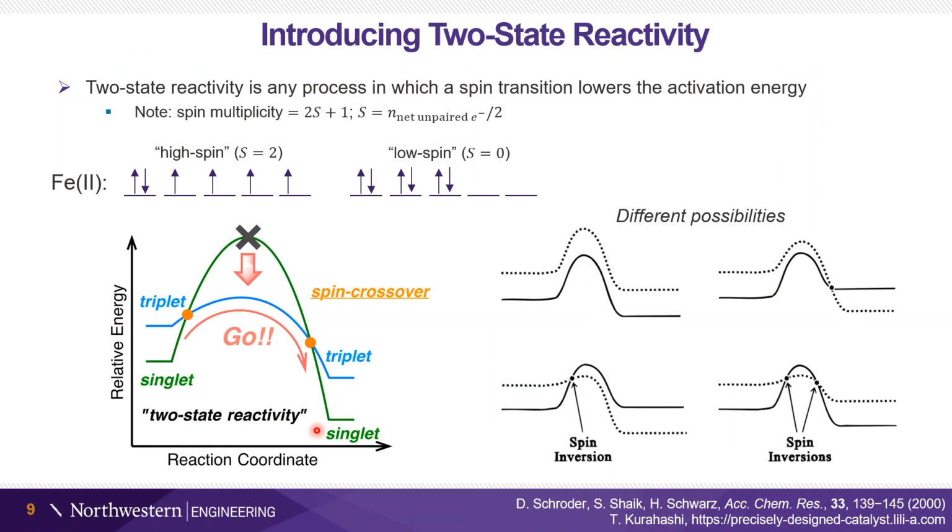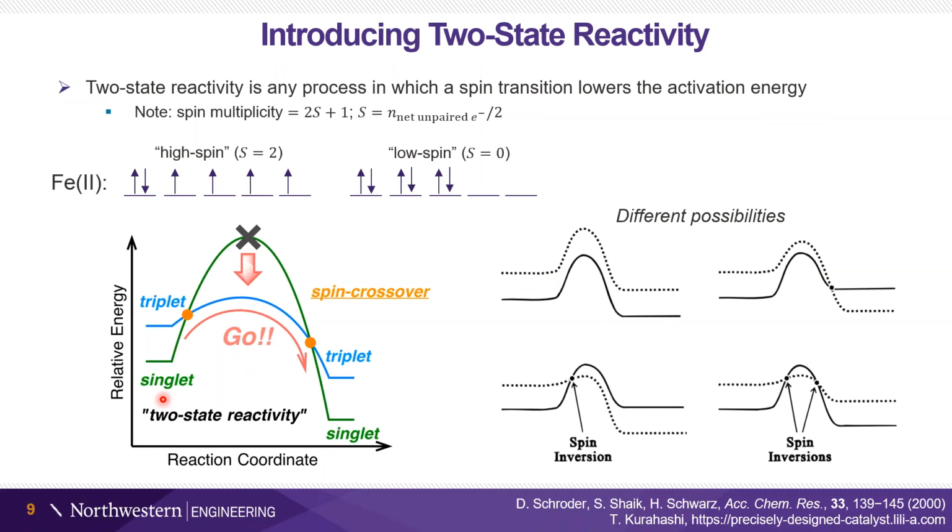The reason we need to start thinking about things like spin density, the electronic structure, and just spin in general is that there's this idea of two-state reactivity in the literature, or even multi-state reactivity. This general concept states that for a given reactant, transition state, and product, there are potentially multiple spin states a given transition metal complex or MOF could exist in.